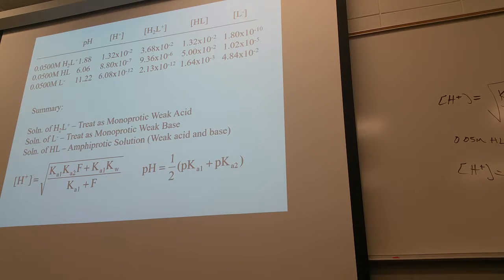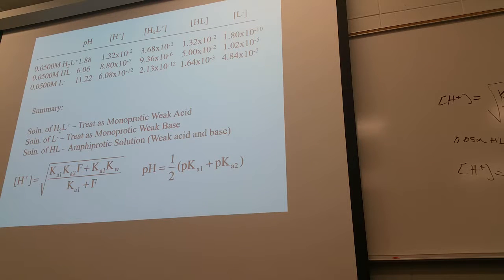And quite frankly, unless the Ka values are really close to each other, or F is really low, most people use the approximation and they get the idea of where the pH of that solution is going to be. I will show you an example of how you can extend this a little bit further here in a sec to some other systems as well.